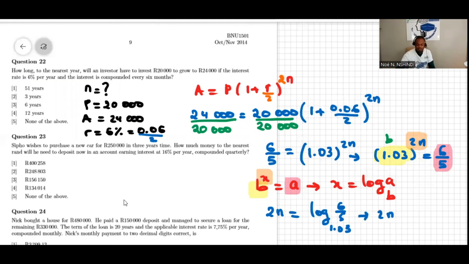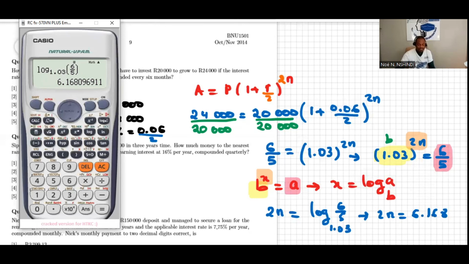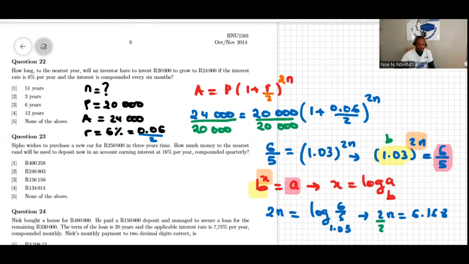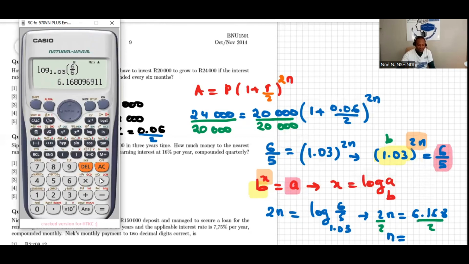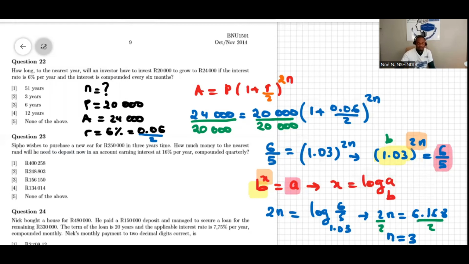So this means 2n is equal to 6.168. Now this is 2n, so to get the value of n, we must divide both sides by 2. N will be equal to this answer divided by 2, which is approximately 3 years. So therefore the correct answer is alternative 2, after 3 years.